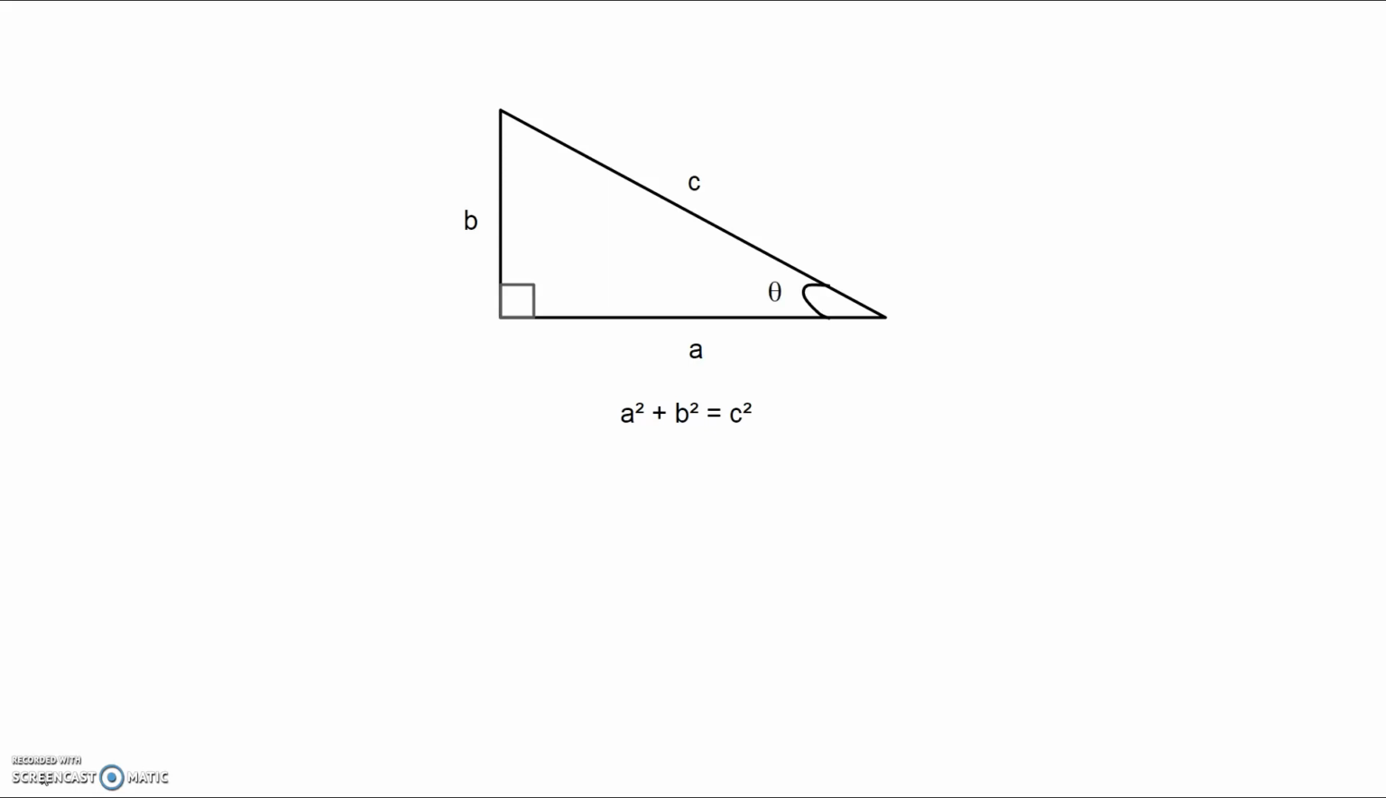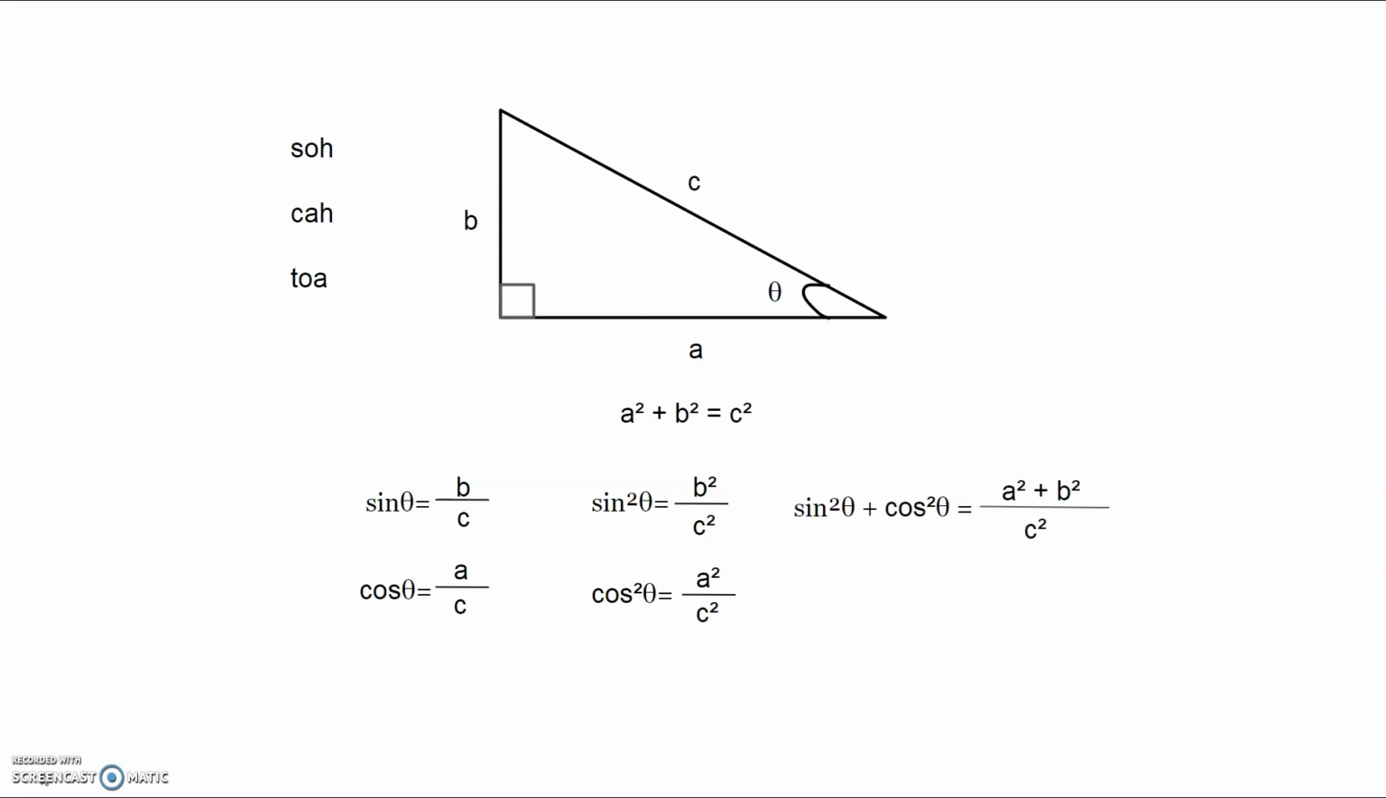Now, let's take a non-right angle and call it angle theta. Using SOHCAHTOA, we know that sine of theta is opposite over hypotenuse, so it is b over c, and cosine is adjacent over hypotenuse, so it is a over c. If we square sine theta and cosine theta, we get sine squared theta equals b squared over c squared, and cosine squared theta equals a squared over c squared.